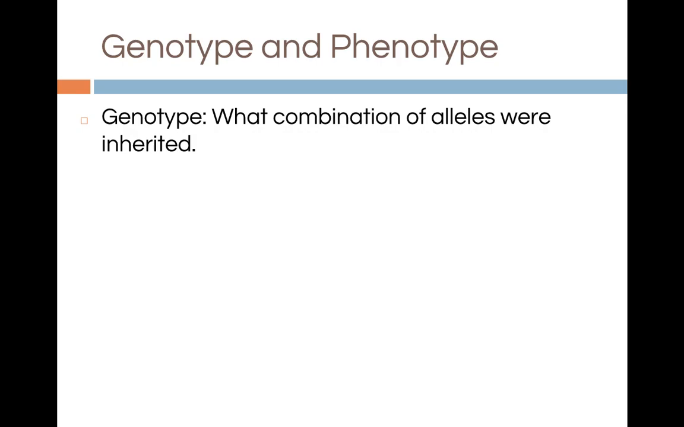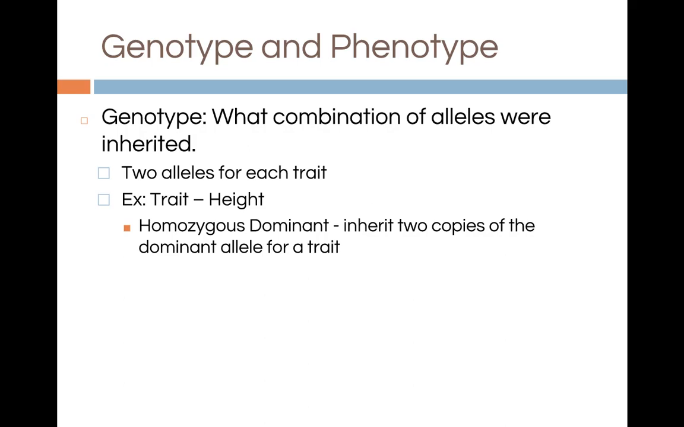Okay, another vocab word. You have a genotype. So you have a genotype for all of your genes. And that's what combination of alleles were inherited for a gene. So you have a genotype, again, for all your traits. So remember, you get two alleles for all of your traits. Let's say we're talking about height, and we're simplifying this down. So height is the trait that we're looking at. If you inherit two copies of the dominant allele, so mom gives you a dominant and dad gives you a dominant, we call that genotype homozygous dominant.